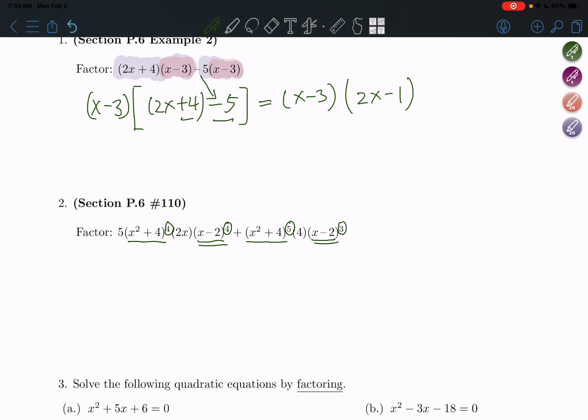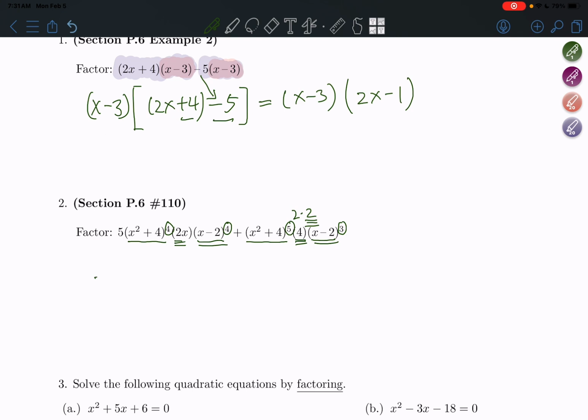In fact, there's actually one more term here that they have in common. I got a 2 here, and over here I got a 4, and these are kind of in common, because 4 is nothing but 2 times 2. So I got one of these 2's I can take out. So now that I've identified what I have in common, I'm ready to take things out.